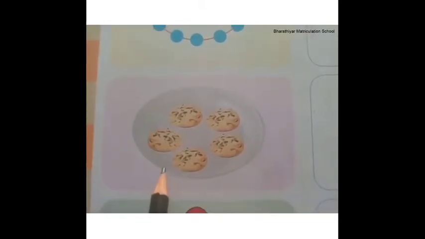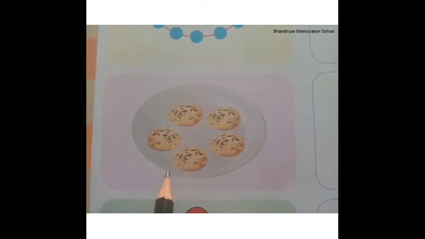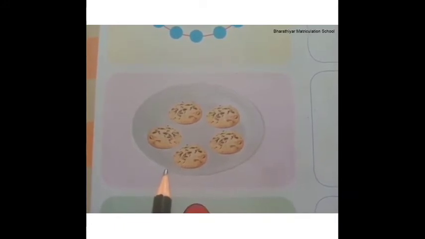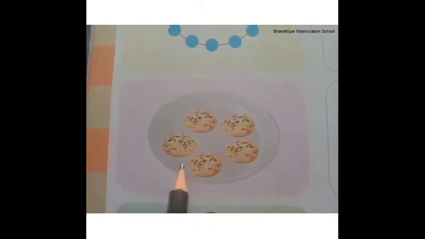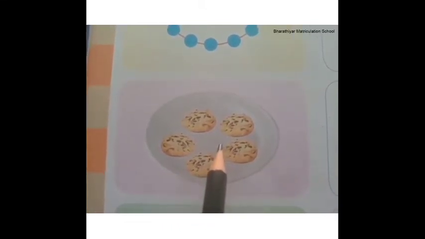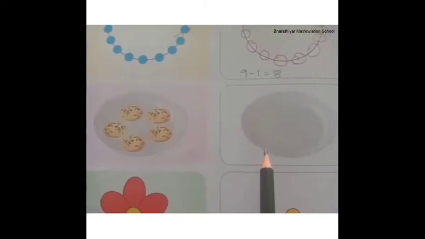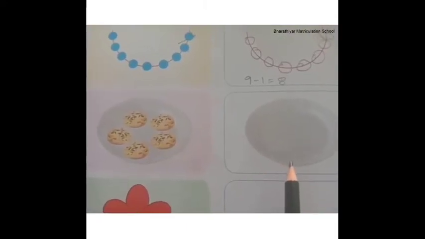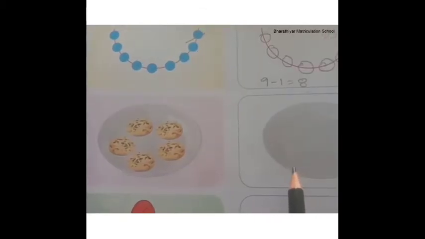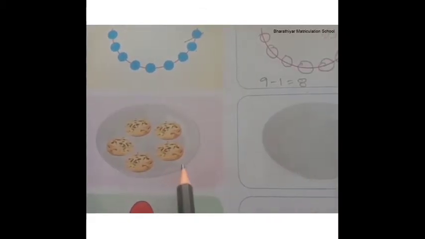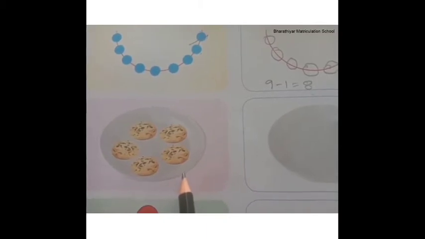Children, look at the next picture. These are biscuits. How many biscuits are there? Let us count. 1, 2, 3, 4, 5. There are 5 biscuits. Children, now we have to draw one less than the given number here. Children, what is 1 less than 5? That is 5 minus 1.